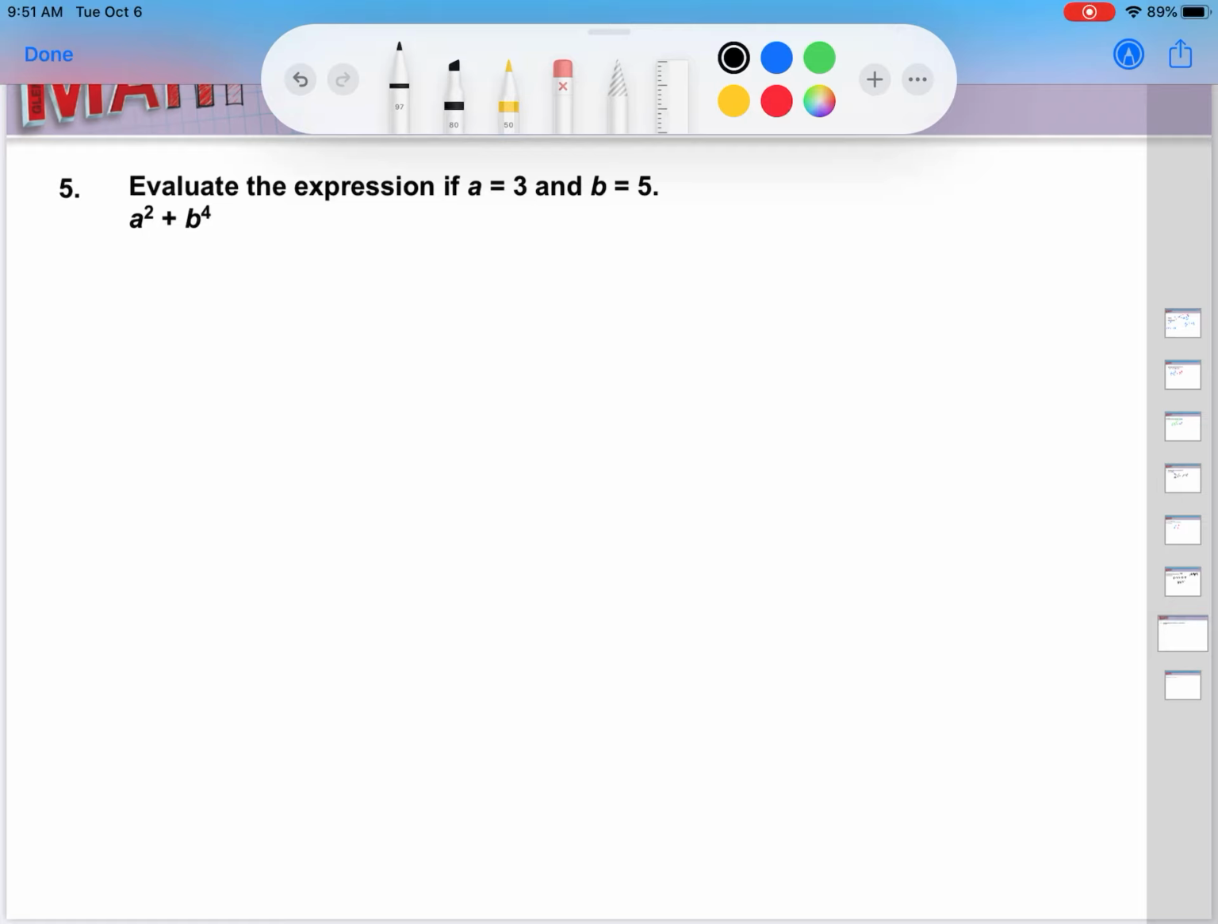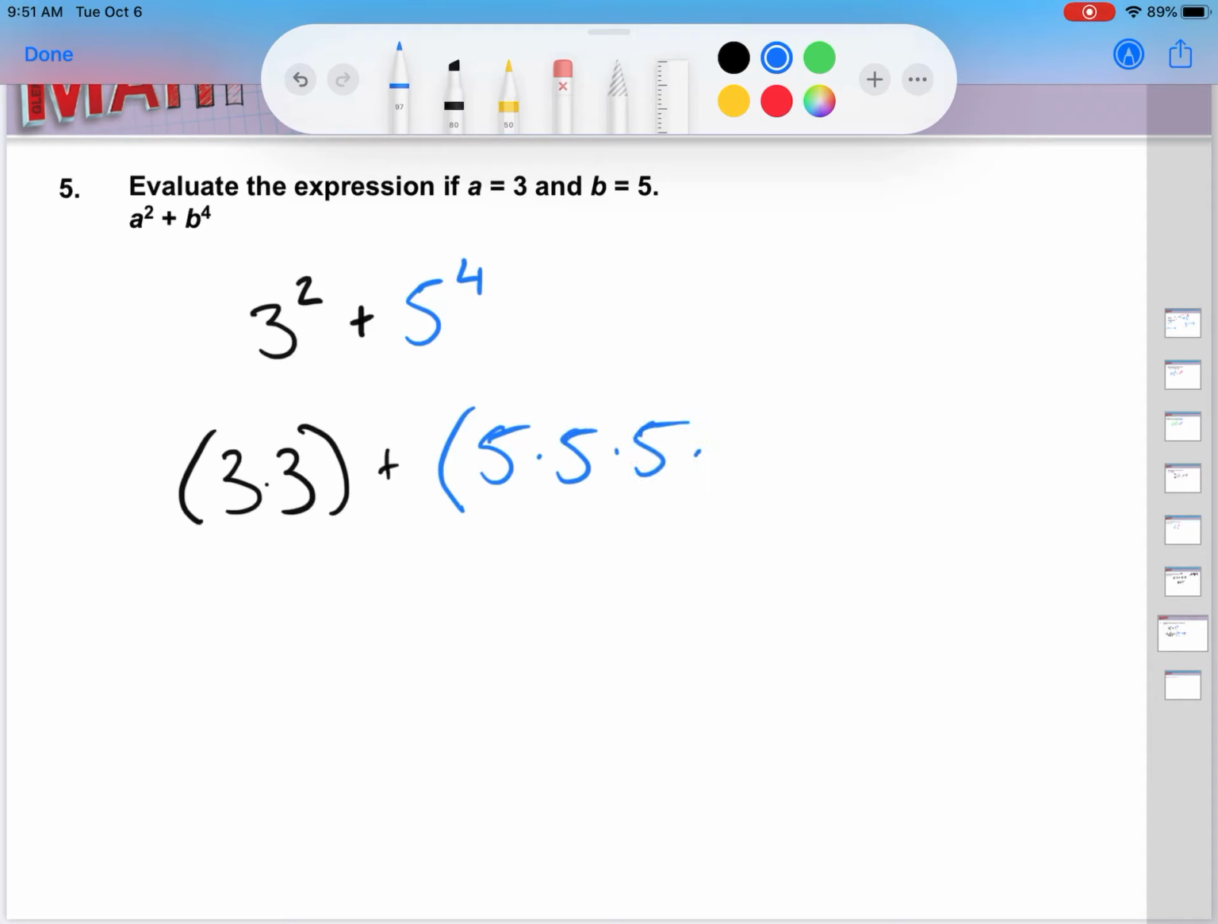Evaluate the expression if a equals 3 and b equals 5. All right, cool. So we're just going to have to substitute in our values right now. So a is 3, so I'm left with 3 squared plus b is 5, so I'm going to have 5 to the 4th. So now I could write this out and expand it long ways. So I could say 3 times 3 plus 5 times 5 times 5 times 5.